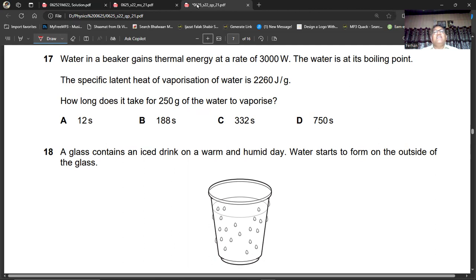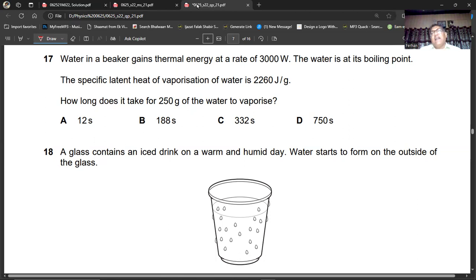You see, the specific latent heat of vaporization is given. The amount of the water we want to vaporize is 250 grams. So I can find out the heat needed for this purpose. Heat is equal to mL. Once I know how much heat is needed, then I know the power at which the energy is provided.